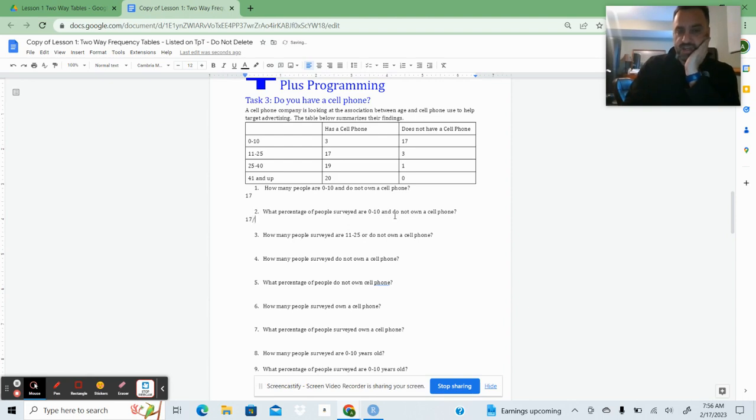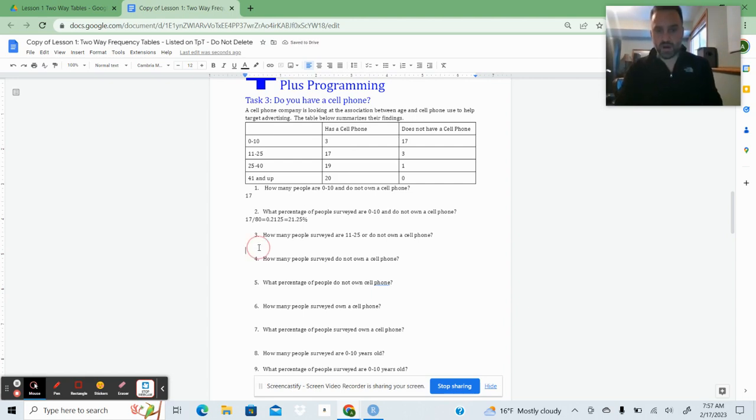So that's 17 out of, and then I just need the total. So I add 3 plus 17 plus 19 plus 20 plus 17 plus 3 plus 1, which is 80. And 17 out of 80 is 0.2125 or 21.25%.